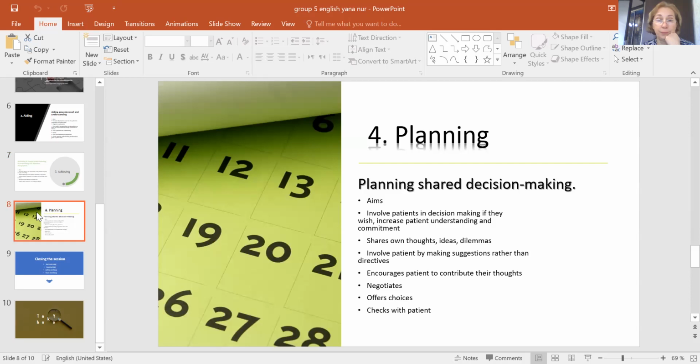Fourth, planning: shared decision making. We have aims: involve the patient in decision making if they wish, and increase patient understanding and commitment. Share your own thoughts, ideas, and dilemmas. Involve the patient by making suggestions rather than directives. Encourage the patient to contribute their thoughts. Negotiate, offer choices, and check with the patient.